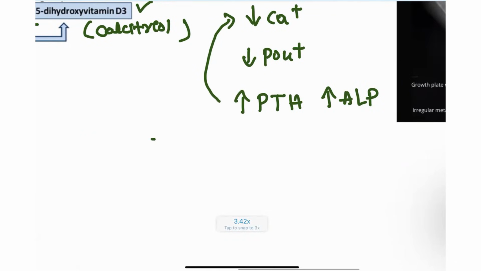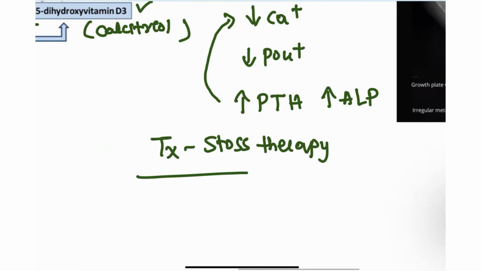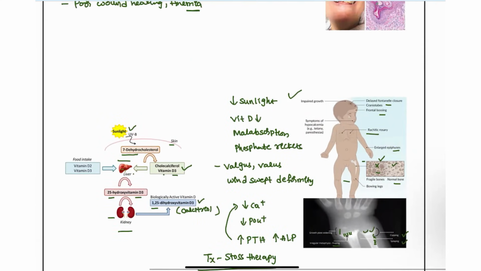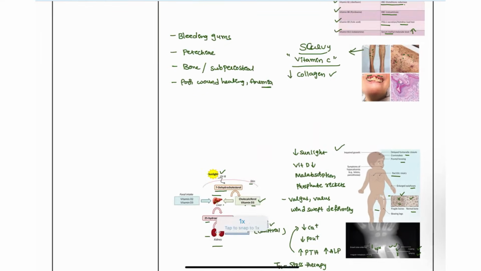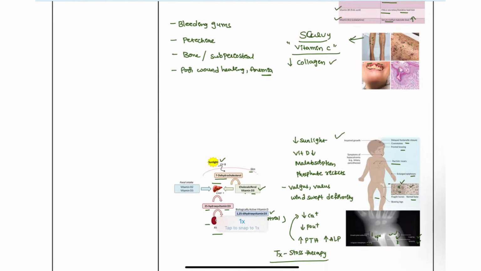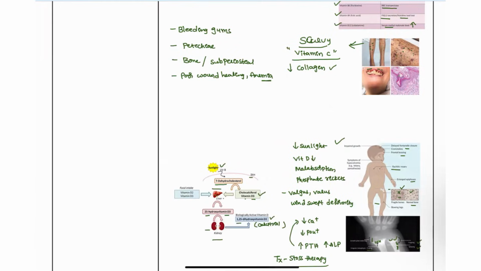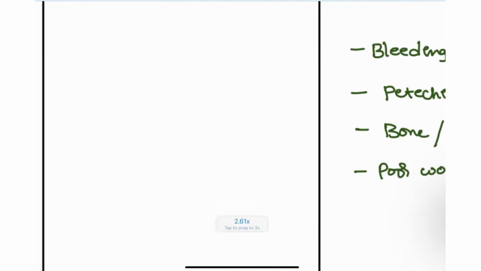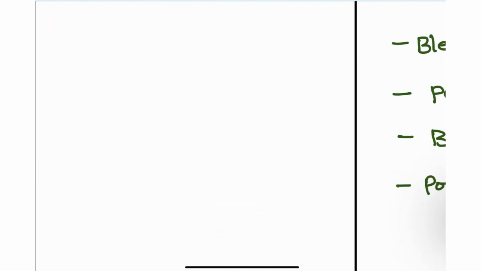What is the treatment? We are going to give Stoss therapy. This Stoss therapy will include vitamin D as the primary treatment. All right. These are the conditions that you have to remember for these patients of vitamin D, vitamin C, and all these conditions. Okay. Next, before we move on to the next diseases, I want to explain to you the most important topic, that is the amino acids. Okay.